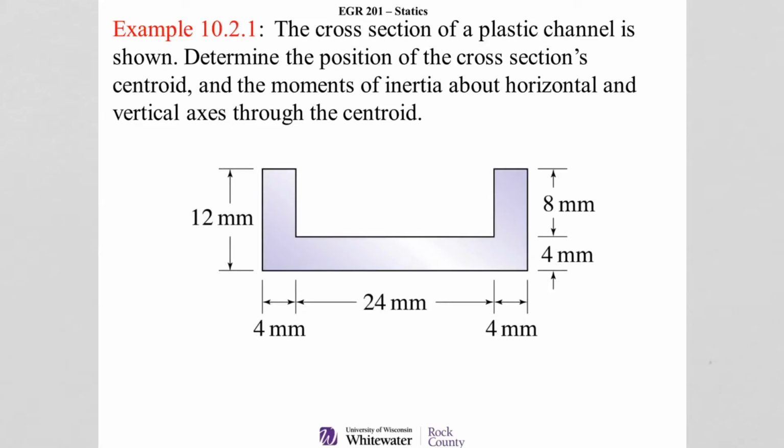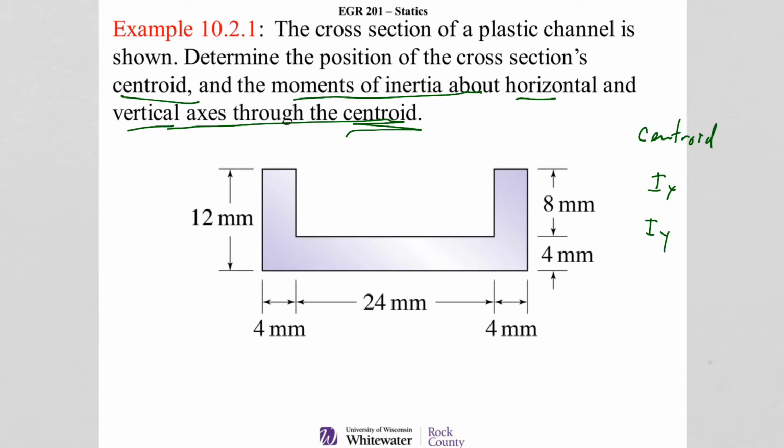Okay, in this problem we're going to look at the cross-section of a plastic channel and determine the position of the cross-section's centroid. So we're going to find out where that is, and then the moment of inertia about the horizontal and vertical axis through the centroid. The problem is asking us first to find the centroid, then our I of x and I of y through the centroid.